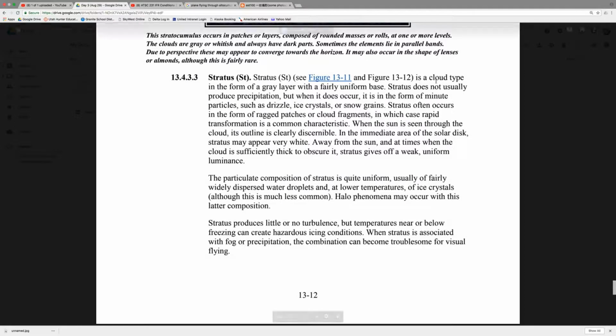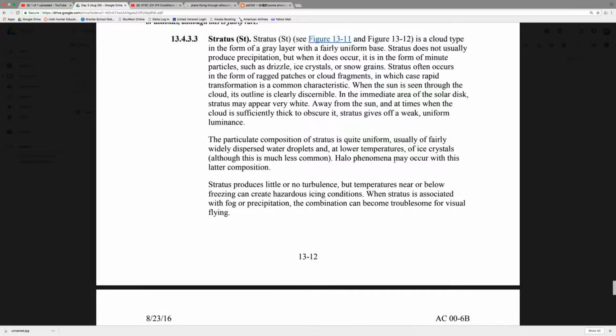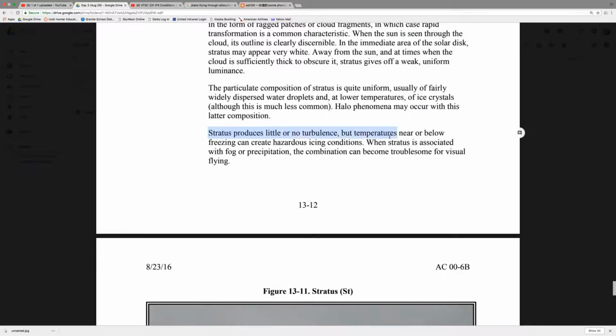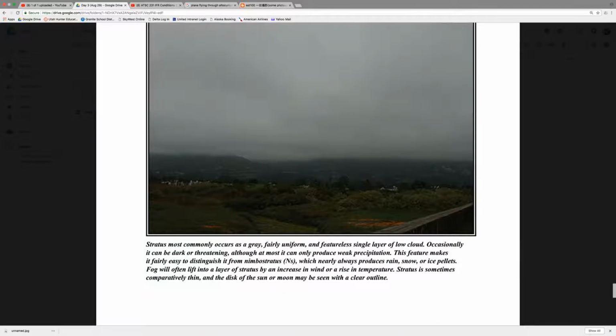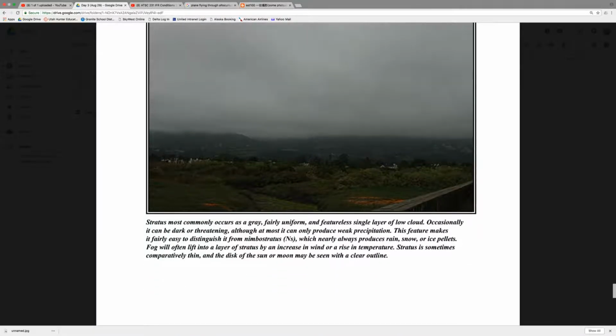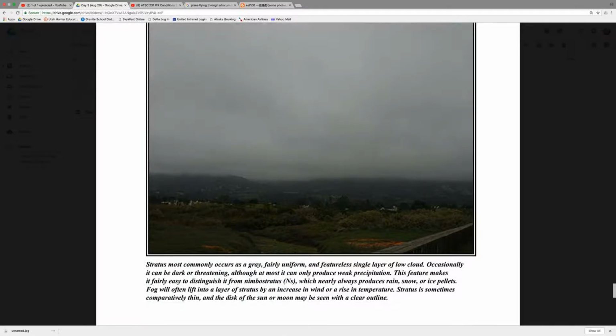So stratus clouds, not usually producing precipitation. Usually if they do, it's pretty small particles or snow grains. Yeah, like it says here, stratus produce little or no turbulence. They can be hazardous if it's really cold outside because of icing, right? What are the conditions for icing? Who can tell me that?